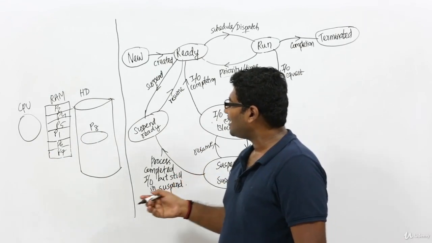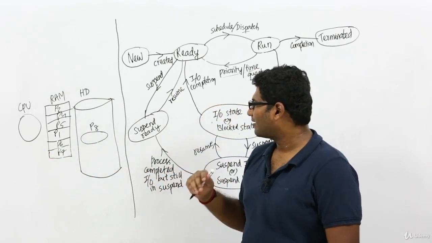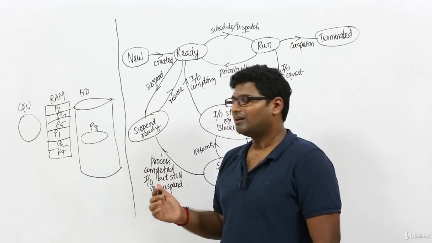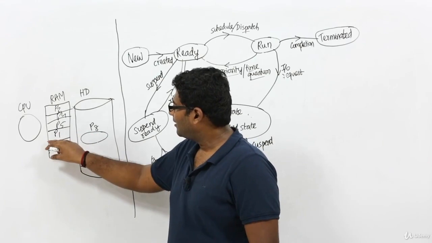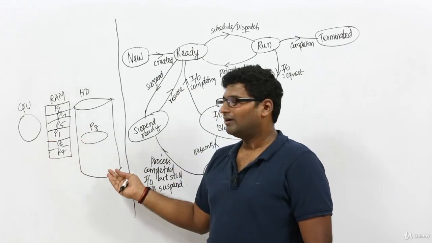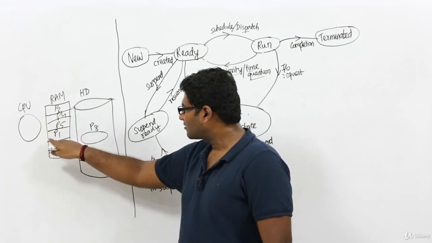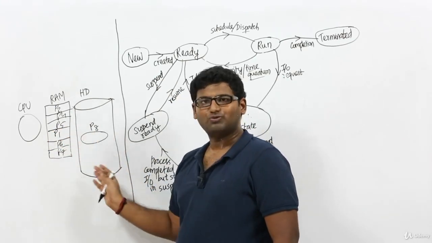This is what we mean by swapping. We have already seen this in a slight manner, but we didn't see it in detail. It means moving a process from hard disk to RAM and then moving some other process from RAM to hard disk. This is called swap in, this is called swap out. So swap in and swap out combined are called swapping.